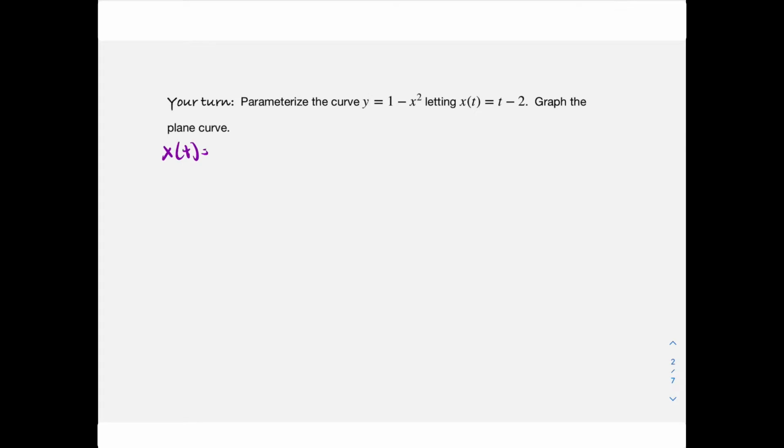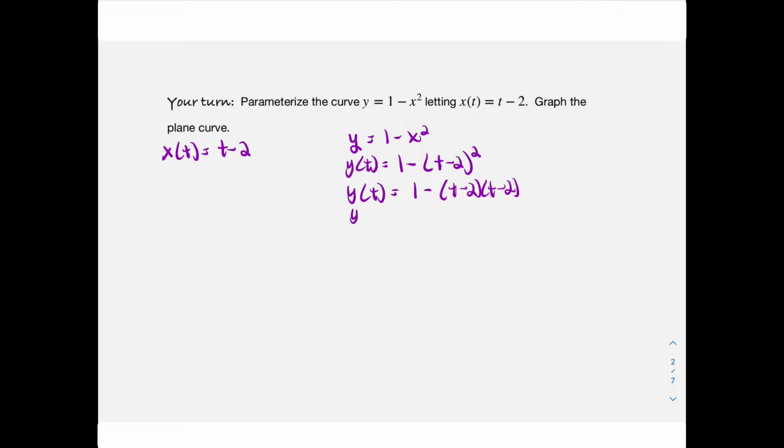Okay, they give us our x function with respect to time. And so again, that tells us that x is equal to t minus 2. So in my y function, I'm going to replace every x with t minus 2. I said t minus 1, t minus 2.